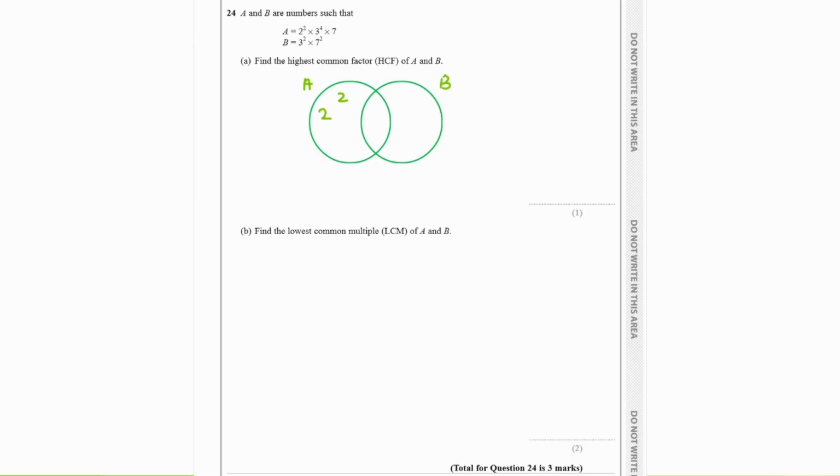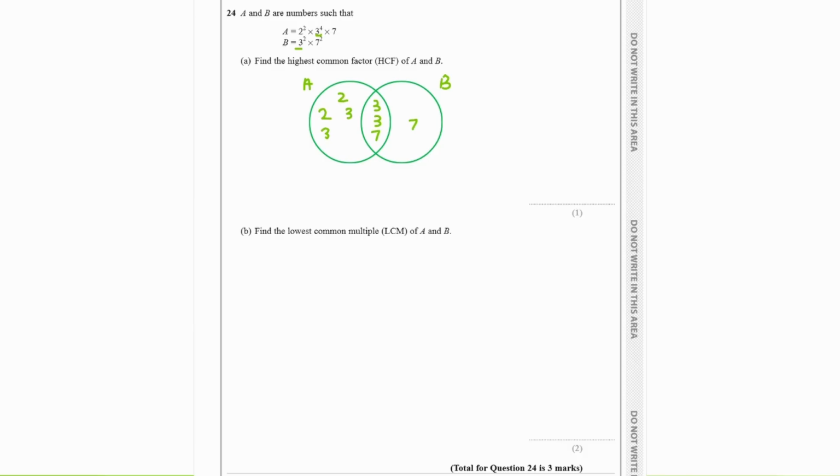We then have 3 to the power 4 in A, which means A has 4 3's and B has 2 of them. Therefore, we can put 2 in the middle and another 2 just in A. We then have 7 for A and 7 squared for B, which means one of them is common for both, so we can put 1 7 in the middle and the other 7 just for B.